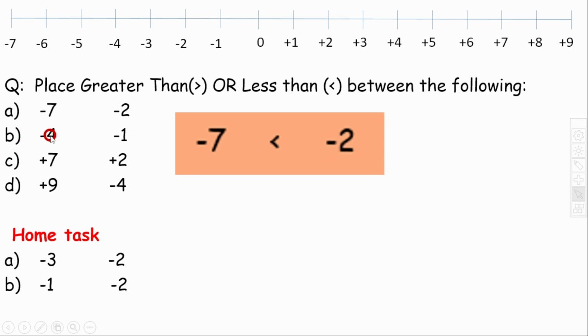Then the second question, minus 4 compared to minus 1. Which one is on the right hand side? Which one is on the left hand side? We can see minus 1 is on the right hand side, minus 4 is on the left hand side. That means minus 4 is less than minus 1.